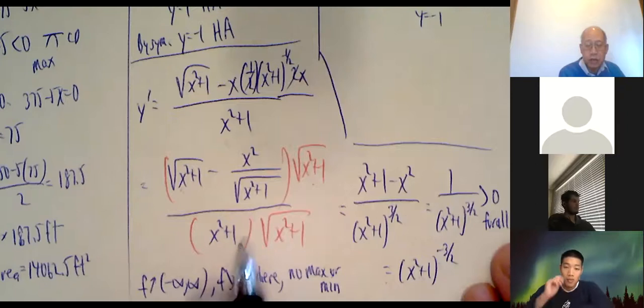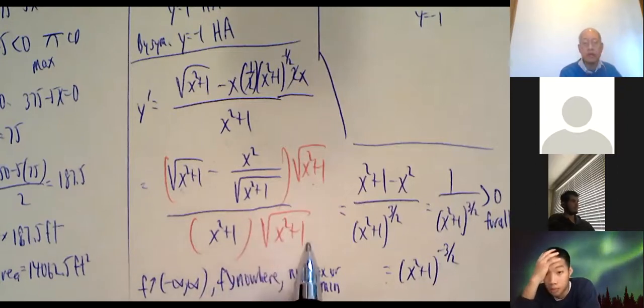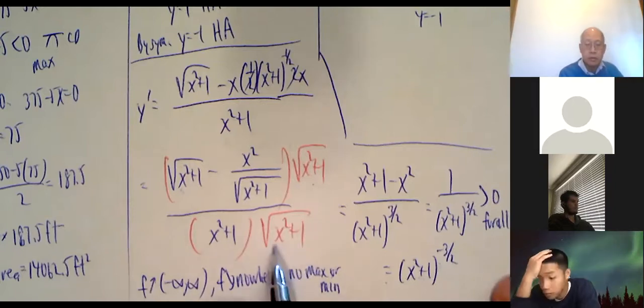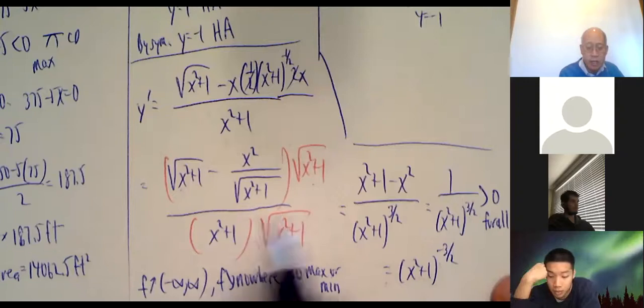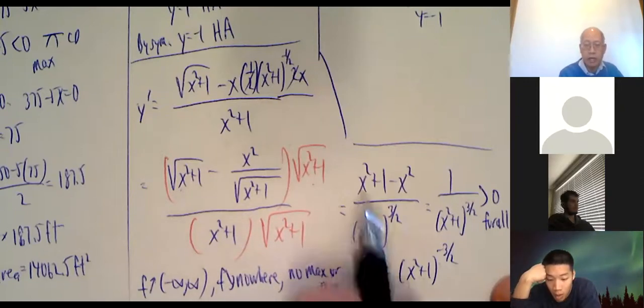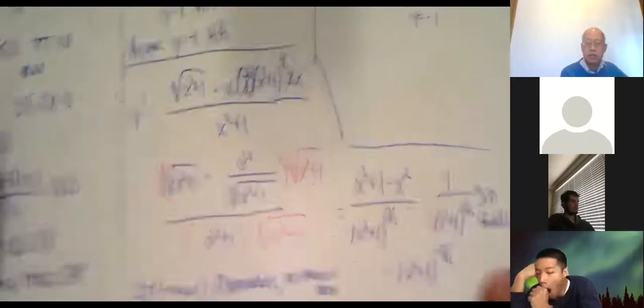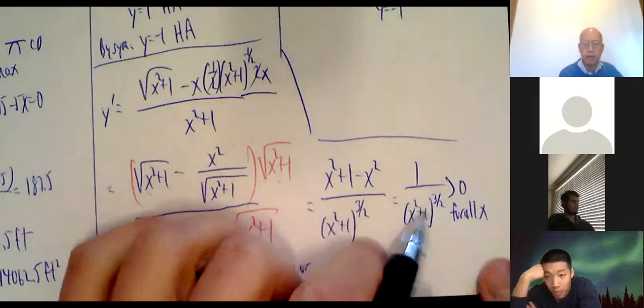x squared plus 1 to the first power, x squared plus 1 to the 1/2. Grand total of 3/2, 1 plus a half. The exponent is 1, that exponent is a half. You have the same base, so x squared plus 1 to 3/2. Notice x squared cancels out. So I simply have 1 over x squared plus 1 to the 3/2 power. Very nice.